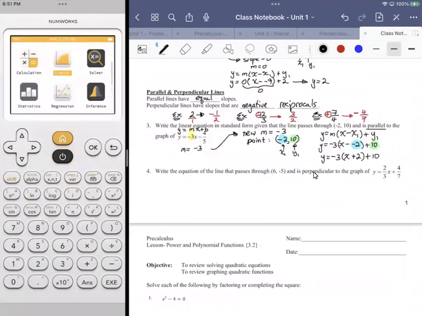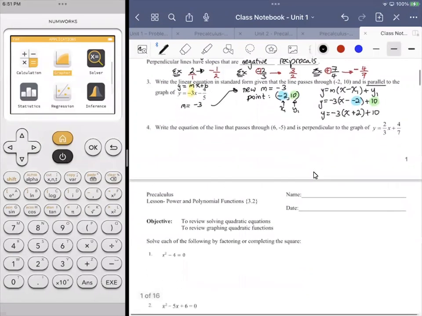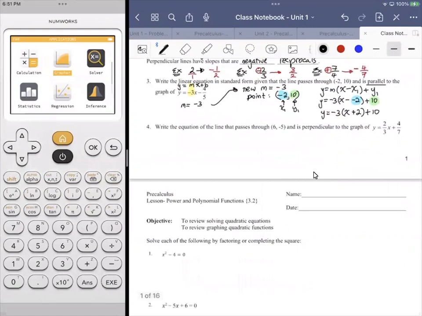So that's one way you can write the equation. Another way would be the slope intercept form, but then you'd have to do a little distributing and cleaning things up and stuff like that. It's really not necessary. Number 4, write the equation of a line that passes through 6, -5 and is perpendicular, all right, to this line. So this line has a slope of 2/3. The new slope is going to be -3/2.